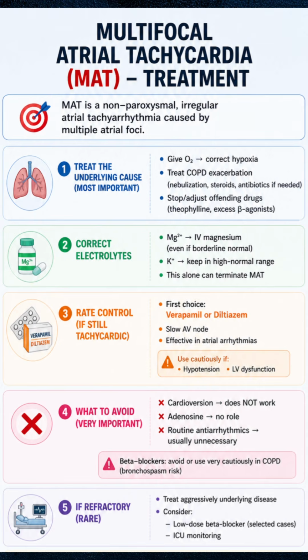especially with verapamil or diltiazem. They slow down the AV node and they are effective in arrhythmias of atrial origin. We have to use them cautiously in hypotension and LV dysfunction. Remember that cardioversion does not work, adenosine has no role here, and routine antiarrhythmics are usually not necessary. In severe cases, low dose beta blockers can be given cautiously and ICU monitoring may be required.